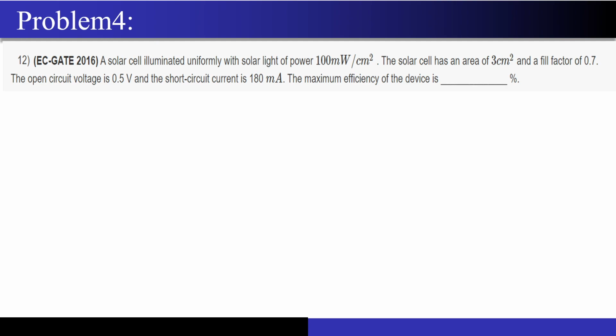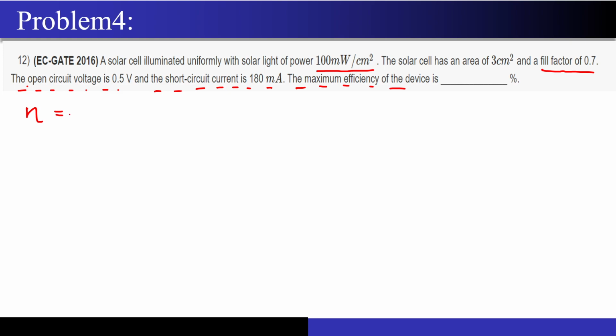So what is this fourth problem telling us to do? A solar cell illuminated uniformly with a solar light power of 100 milliwatt per centimeter square. The solar cell has an area of 3 centimeter square and a fill factor of 0.7. The open circuit voltage is 0.5 volt and the short circuit current is 180 milliampere. The maximum efficiency of the device is. Correct?